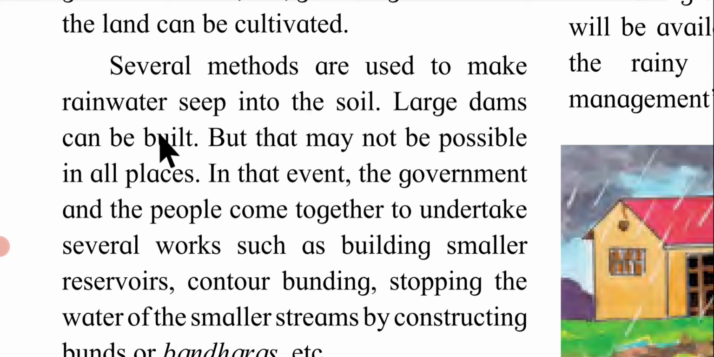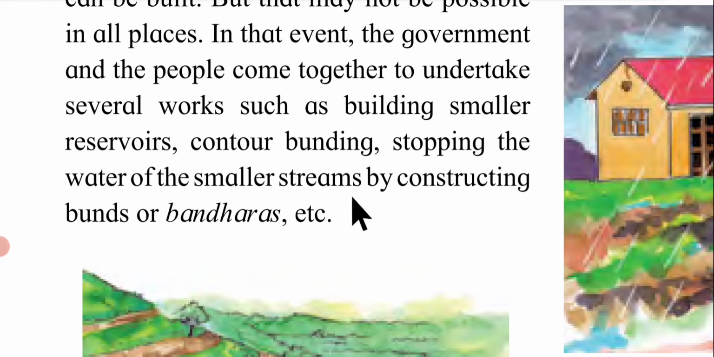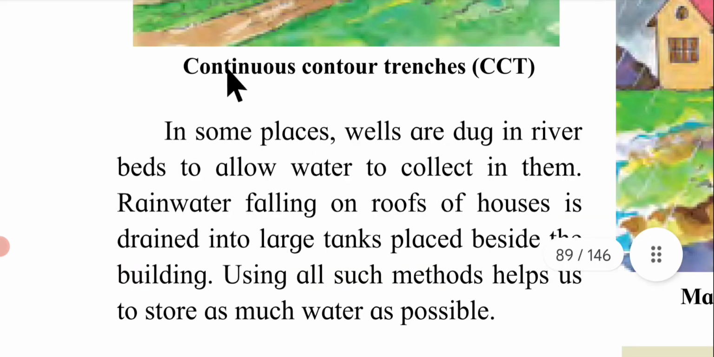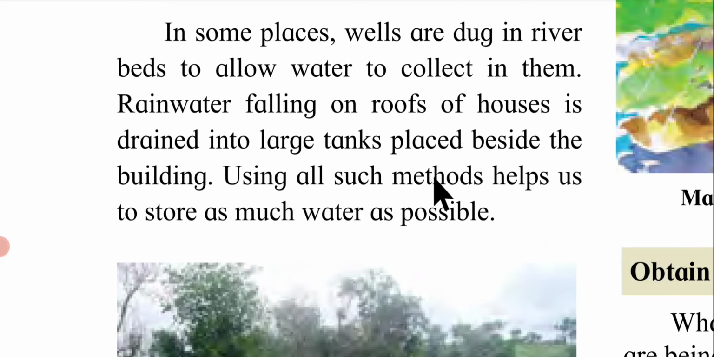Large dams can be built, but that may not be possible in all places. In that event, the government and the people come together to undertake several works such as building smaller reservoirs, contour bunding, stopping the water of the smaller streams by constructing bunds or bandharas, etc. Continuous contour trenches, CCT. In some places, wells are dug in river beds to allow water to collect in them. Rainwater falling on roofs of houses is drained into large tanks placed beside the building. Using all such methods helps us to store as much water as possible.